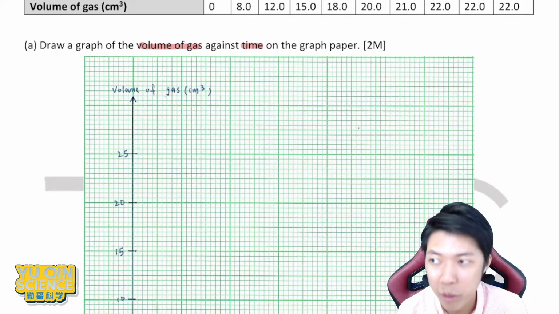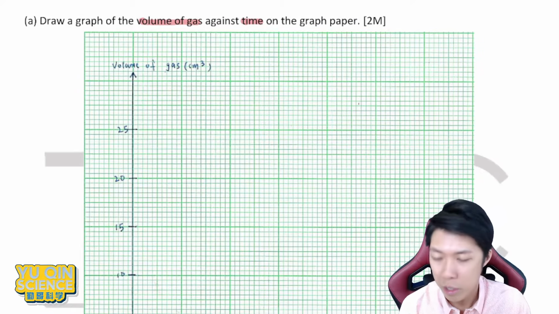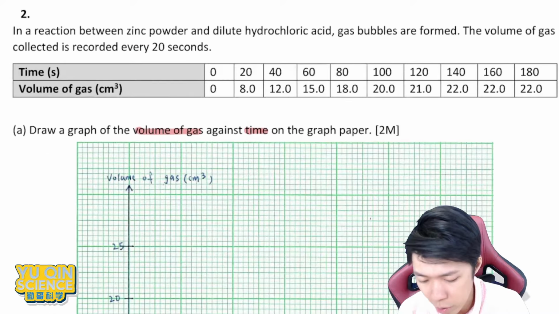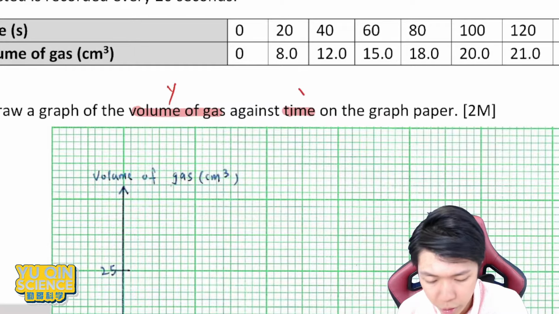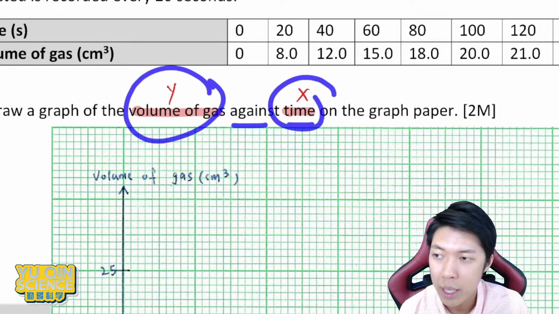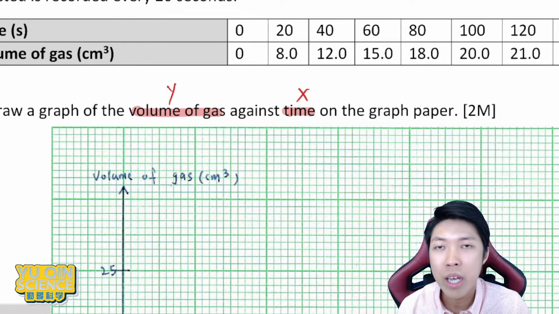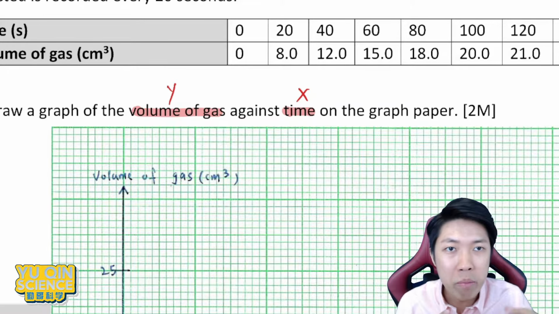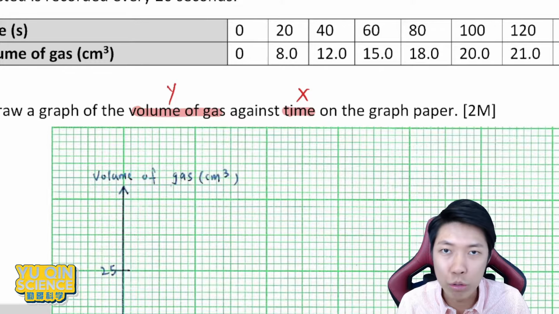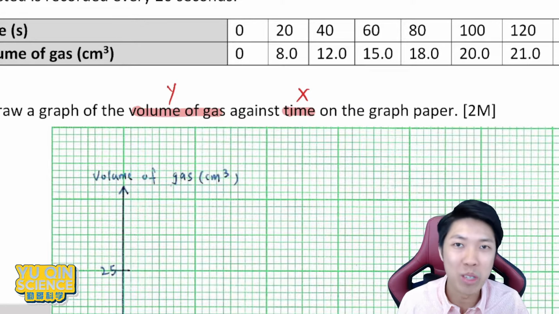To save time also, I already drew here for you in the picture, in the graph paper. So this one is always your y-axis, this is always your x-axis. Whatever is mentioned first against the second one, that is your y versus x. If you want to learn a very basic step-by-step how to draw a graph, you can click the link above. That will bring you to the video.